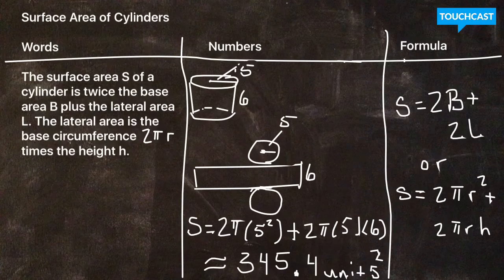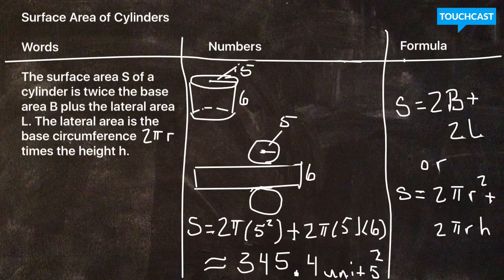So, surface area of cylinders. In words, we can say that the surface area S of a cylinder is twice the base area B plus the lateral area L. And the lateral area is the base circumference, which is 2 pi times r times the height. So, we have a cylinder in our numbers column which has a radius of 5 and a height of 6 units. So we're going to find the surface area of it.